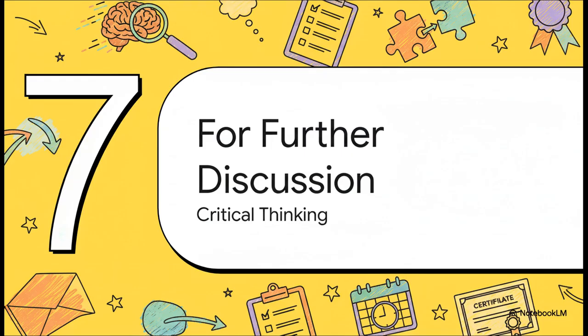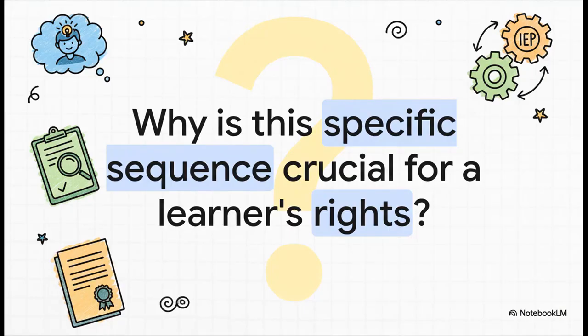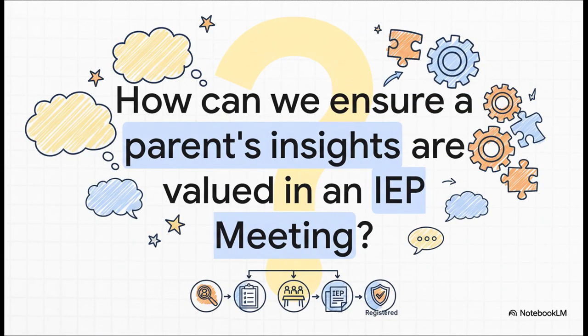Now, let's push our thinking just a little bit further. For those of you studying or working in education, let's think about a couple of critical questions this process brings up. Really think about that sequence. What could go wrong if you skipped a step or did them out of order? How does this specific order make sure that every decision is informed, collaborative, and officially backed before any resources are put into place?